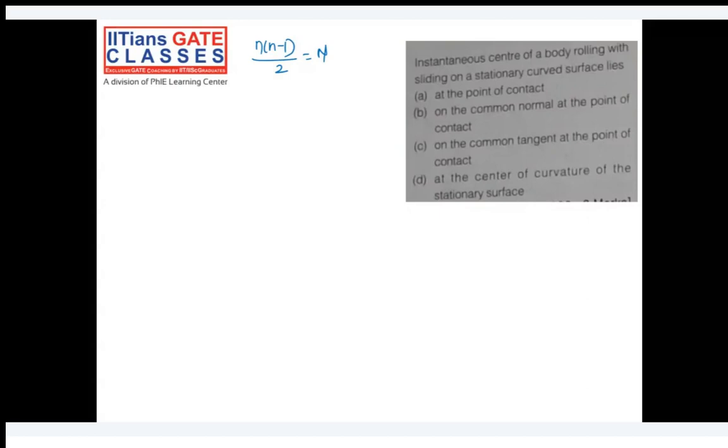Okay, so there can be different cases. So this is, let's say, a link which is a turning link. So this is link number 1 and this is link number 2. The instantaneous center of this pair will be I12, here.